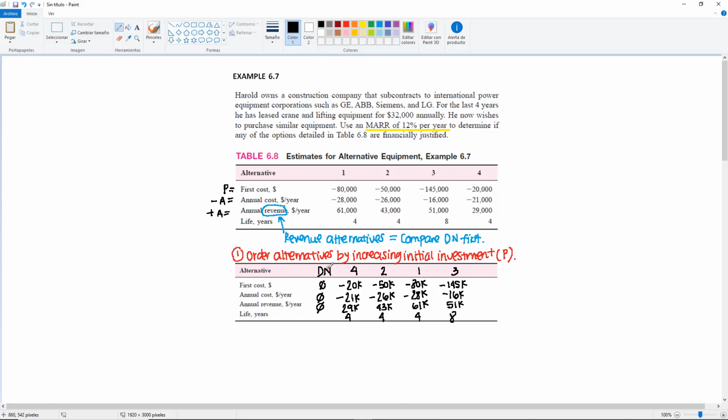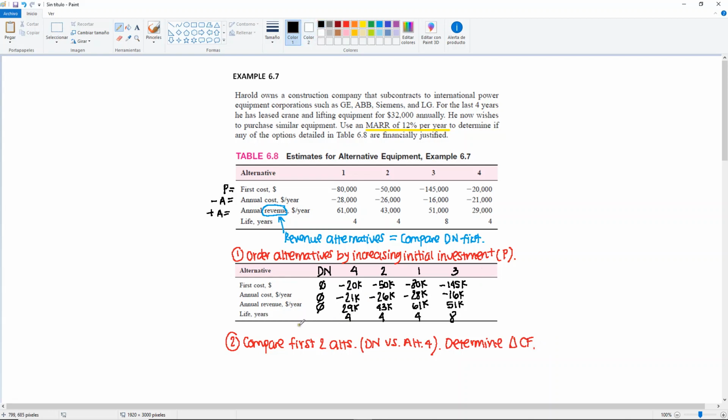So for now, let me write down step number 2. Step number 2 is to compare the first 2 alternatives. In this case it would be do nothing against alternative 4, and we're going to determine the incremental cash flow. And this is from the slide.